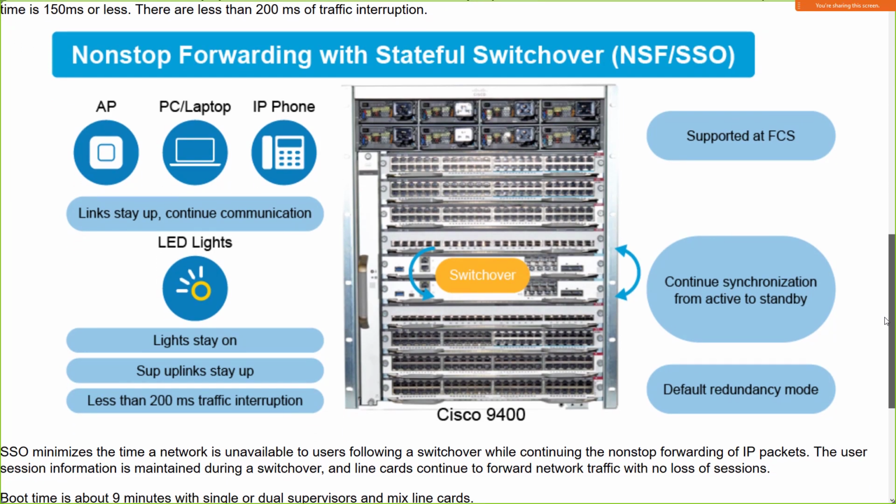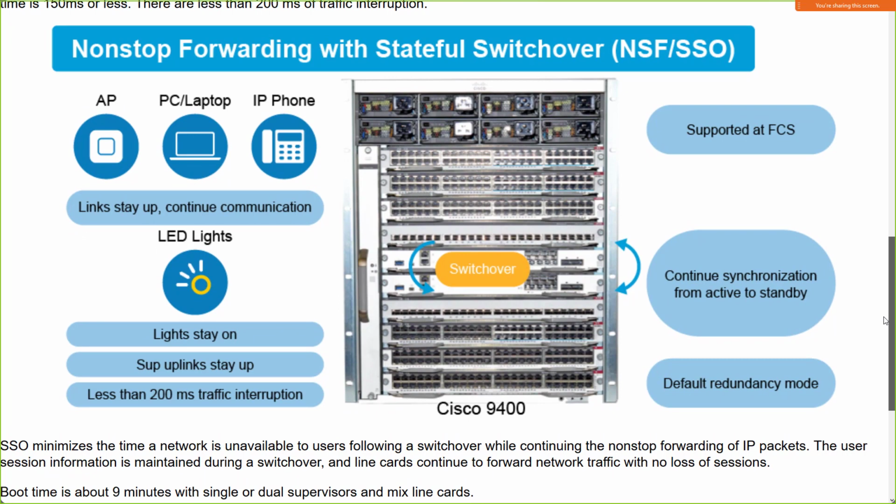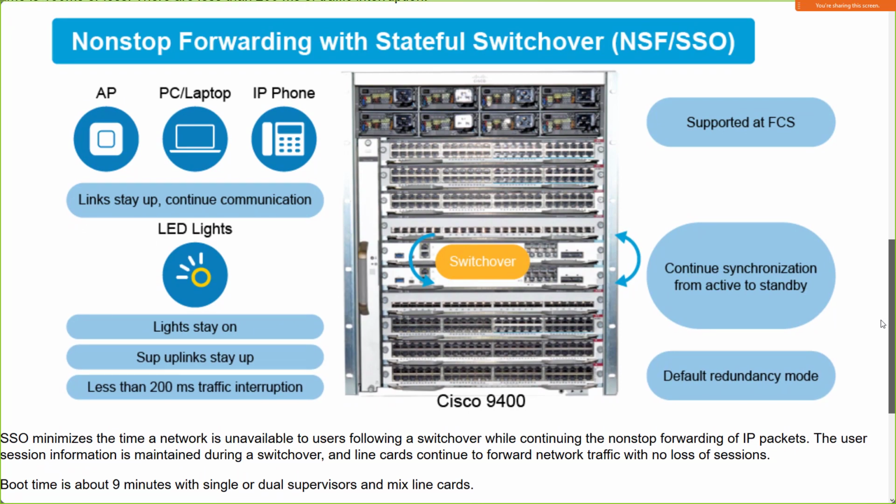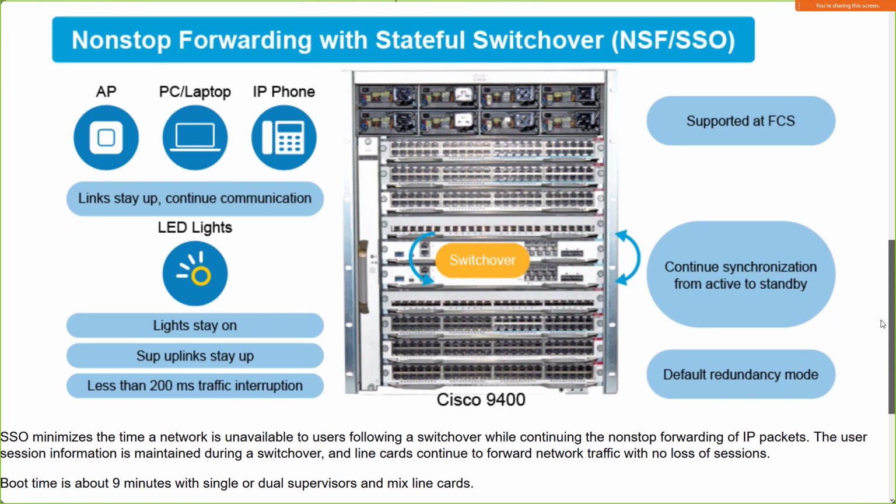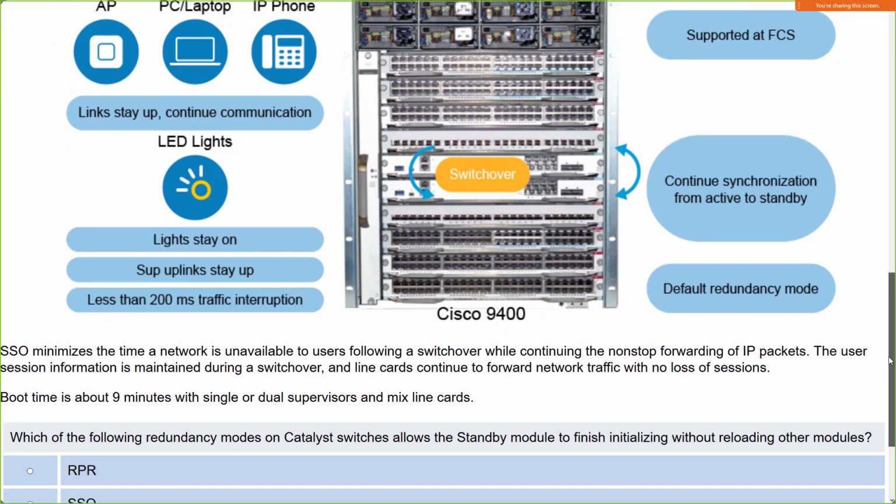All right. So they got a pretty little diagram here. It says we're doing the constant synchronization between the supervisors. The uplinks stay up, less than 200 milliseconds of traffic interruption. The links for the devices stay up. They continue communicating, and we don't lose power over Ethernet. We don't lose really anything with this stateful switchover. That's why you pay the big bucks for this box, right?